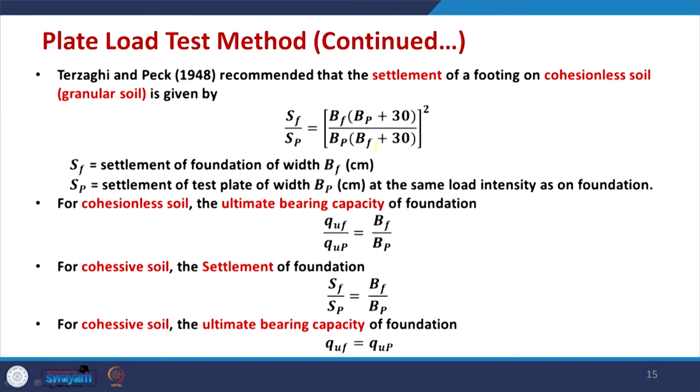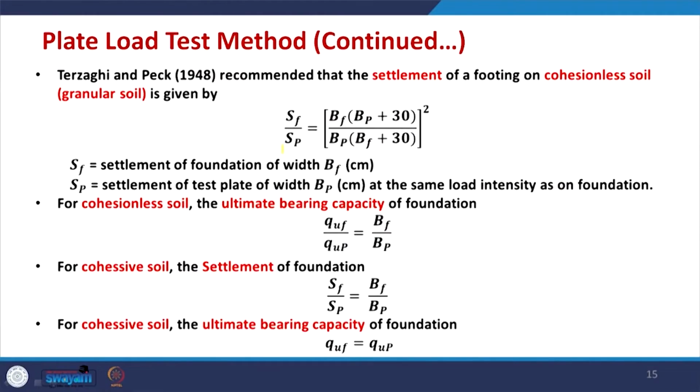Once you put all the quantities in centimeter, you get a ratio of settlement of footing versus settlement of plate. That means on the right hand side you get the ratio only. So, whatever unit you choose for settlement of plate, you get the answer in the same unit for the settlement of footing. Basically, if you know the dimension of the plate and the dimension of the footing, and conduct the plate load test, we find the settlement of the plate, and the corresponding settlement of the foundation can be found from this relation, which is valid for granular soils.